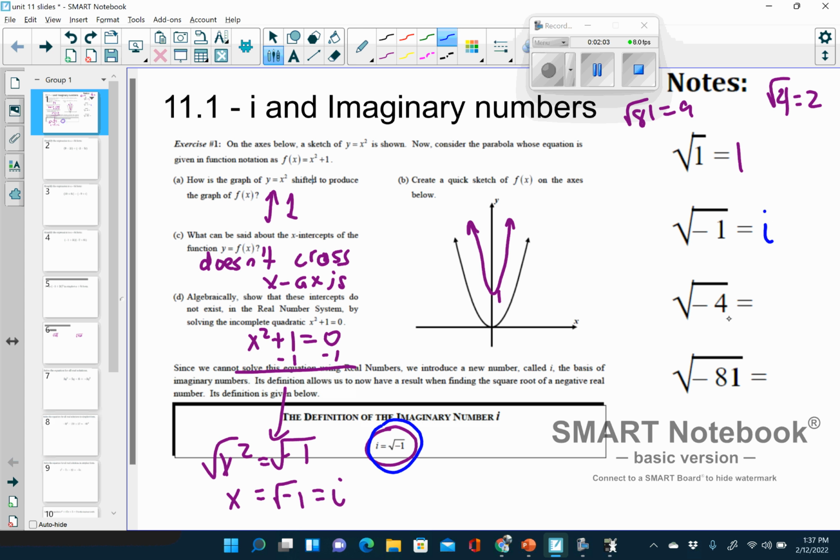It's imaginary. So we can break the square root of negative 4 into the square root of 4 times the square root of negative 1. Square root of 4 we did up here is just 2. The square root of negative 1, our new term, is i. So that's our final answer, 2i. Square root of negative 81 is the same thing as the square root of 81, which we know is 9, times the square root of negative 1, which is i. So the final answer is 9i.